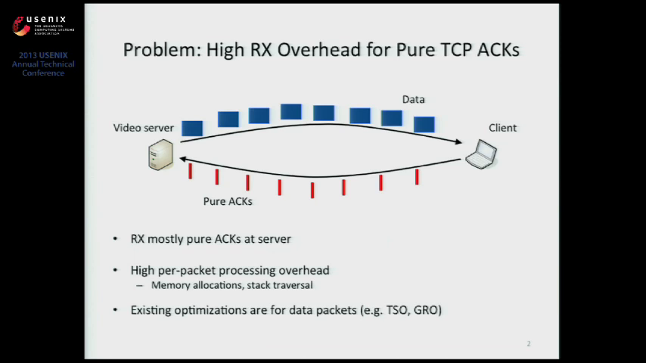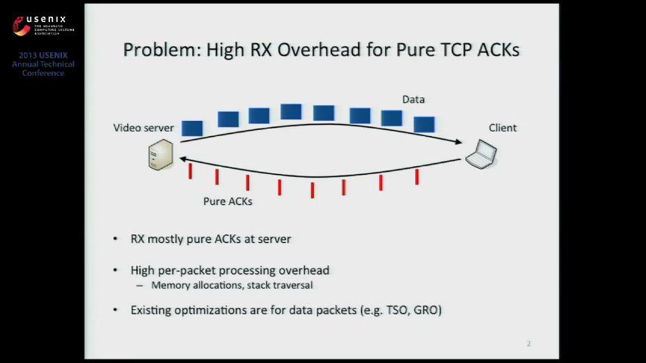So the problem we're attacking here is really the high receive overhead of pure TCP ACKs. For instance, if you're a video server, the client sends a request to you, you parse the HTTP request, and then you send out a bunch of data, on the order of a few hundred kilobytes to a few megabytes. And in return, the client simply sends back ACKs that don't contain any data, because it's just a bulk data transfer. And so the server really receives a lot of pure TCP ACKs.